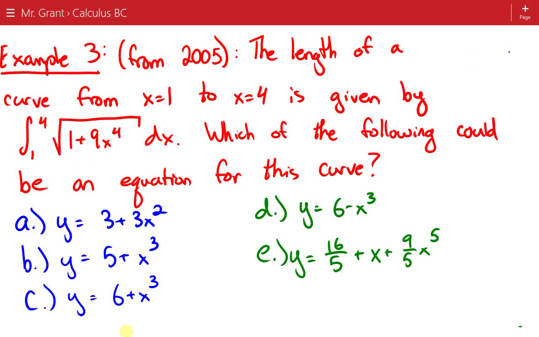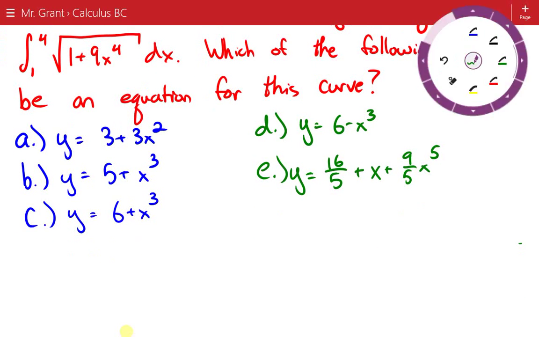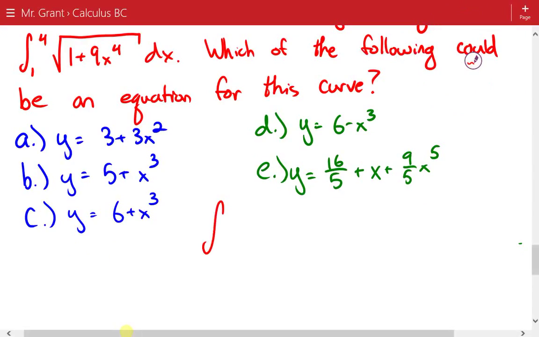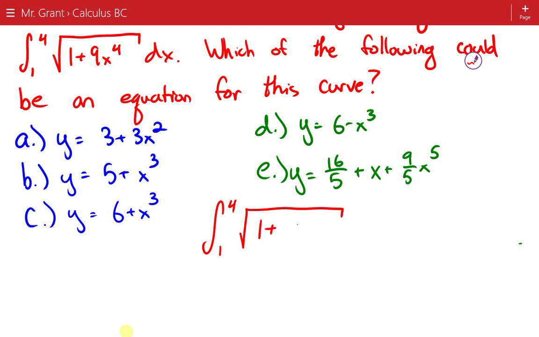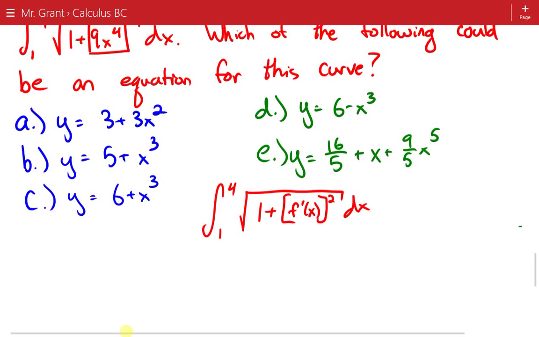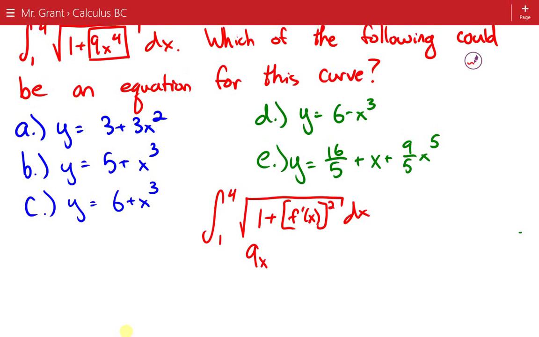So let's set it up. We can do something like this. We know our arc length formula from 1 to 4 is going to be the integral of the square root of 1 plus the derivative of the function squared. And since we already have this piece right here, that tells us that 9x to the 4th is going to be equal to f prime of x squared. We know that these two pieces have to be equal.